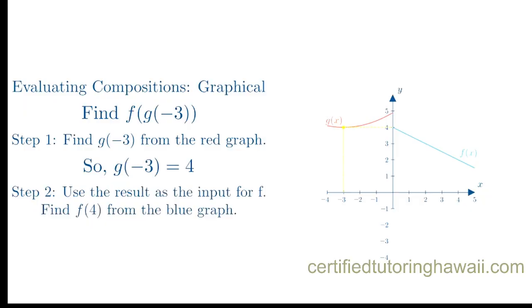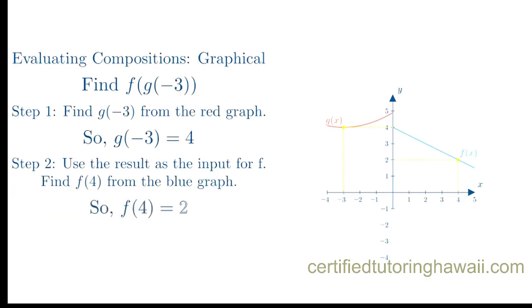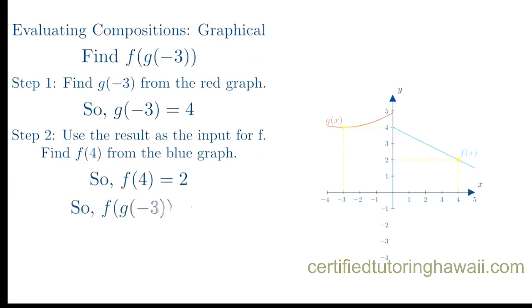Find f of 4. We now look at the blue graph, f of x. We find the point on that curve where the input x is 4. Let's say the corresponding y value on the blue curve is 2. Therefore, the composite value f of g of negative 3 is 2. The graphical method follows the exact same inside-out principle. We've covered numerical and graphical evaluation.